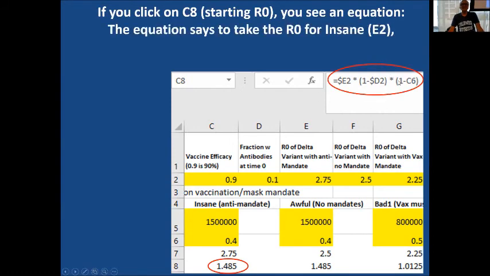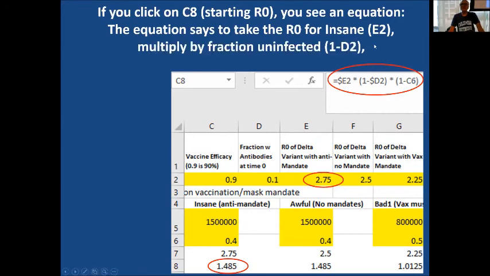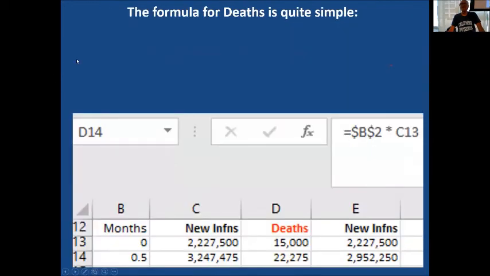And that equation just says that you take E2, which is the R naught for that insane region, and then you multiply that by the fraction uninfected, that's 1 minus D2, then also by the fraction unvaccinated, that's 1 minus C6. So you say 40% are vaccinated, so you take 1 minus that. You have 10% infected, you take 1 minus that. And so you multiply all that by what the R naught might be there, free living, and you get the 1.48. That's all. Nothing very complicated.